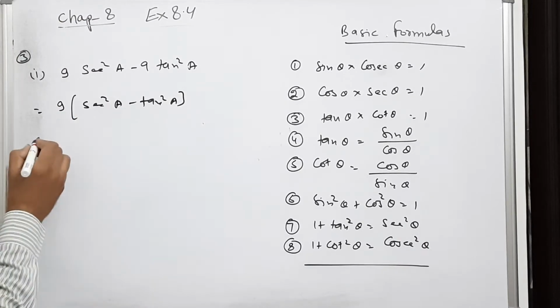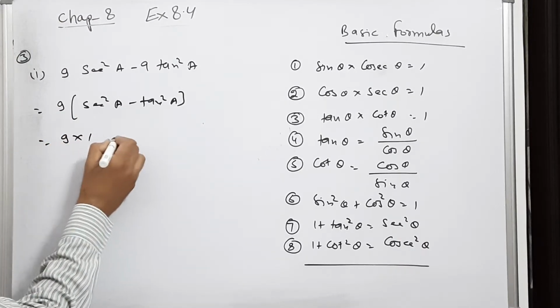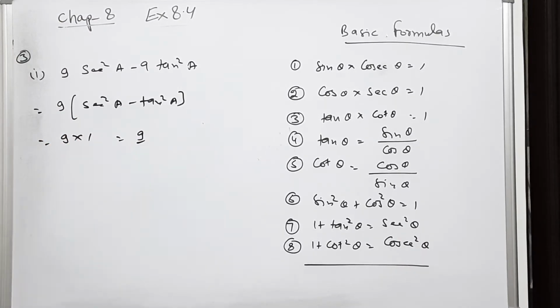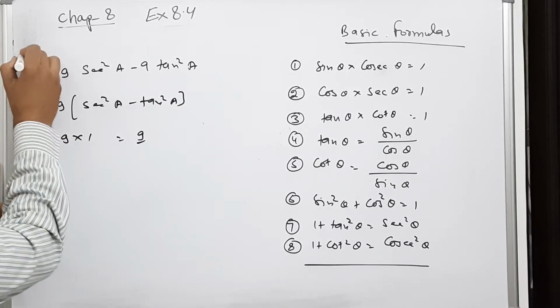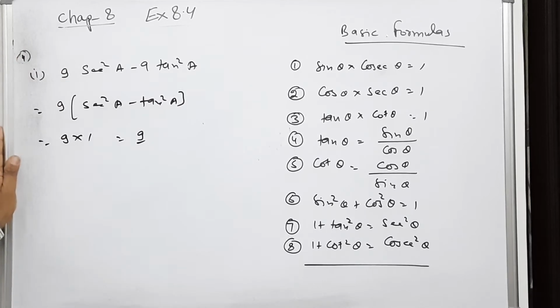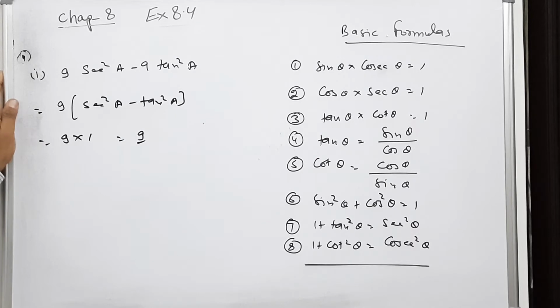It is 1. So the answer is 9 into 1, and the final answer is 9. I already told you that it is the third sum. Second problem, this is the fourth problem. The second problem, I already explained you first sum, that was the second. Third problem is not in our syllabus because that is related to the exercise 8.3. So that is not there.